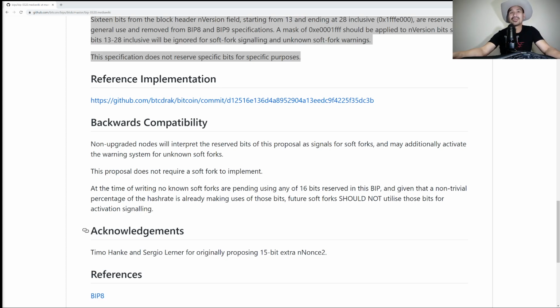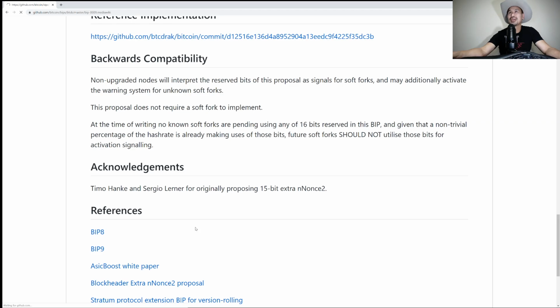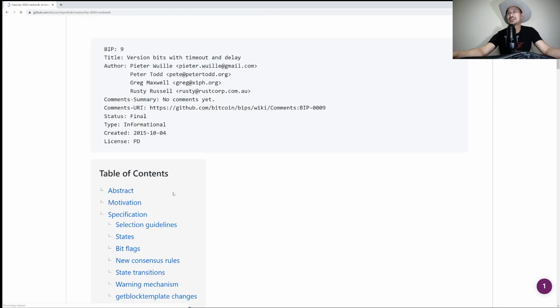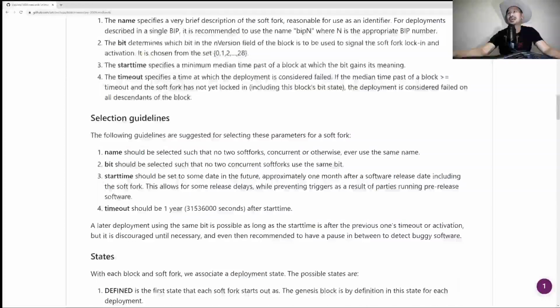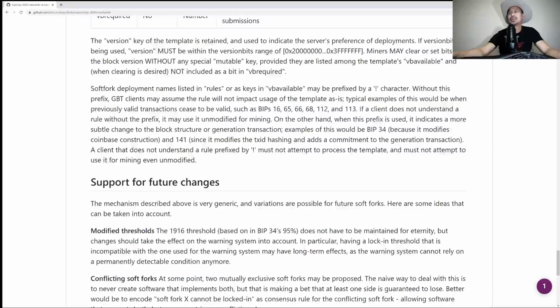If this gets implemented into Core, then you won't see those warnings anymore. Anyway, that's about it. It's actually a pretty simple BIP, and I wanted to keep the streak of reading through something on Wednesdays going. This one isn't a very big one. But if you are curious, you can look at BIP9, which was what activated SegWit, and see how 29 bits are used for soft forks. 16 of those are now being reserved. That's basically what it is.